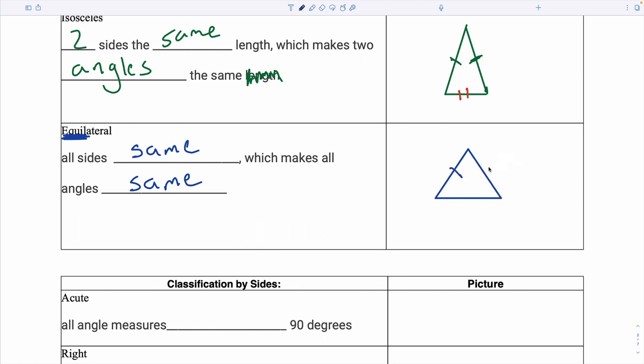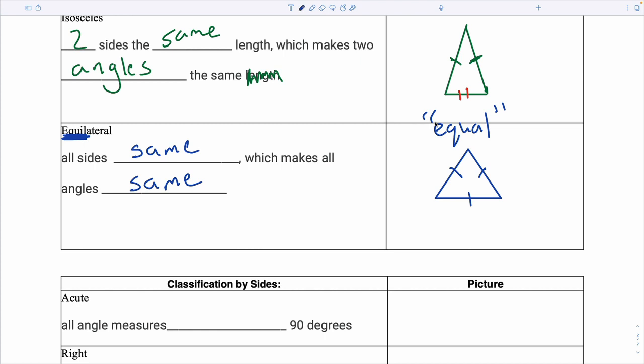How many tally marks should the other sides have? Just 1. That's 1, that's 1, that's 1. This is called an equilateral. You think equal. It literally sounds like what it is. It is equal. That's side lengths.